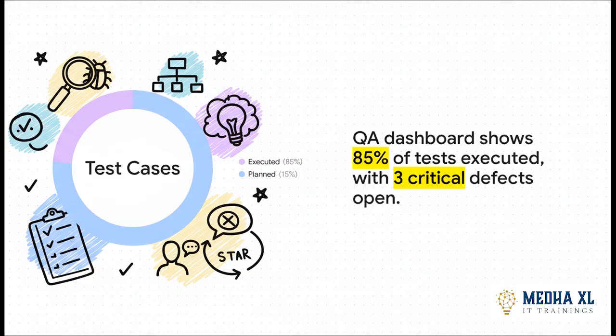You can talk about using something like a QA dashboard that shows the key metrics at a glance. So, for example, you could say something like, okay team, we've executed 85% of our planned test cases. The good news is 95% of those passed, but we still have 3 critical defects open that we really need to focus on. That is a perfect, bite-sized update. It gives everybody exactly what they need to know.